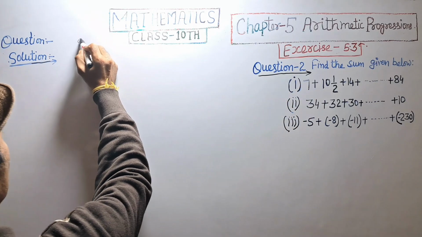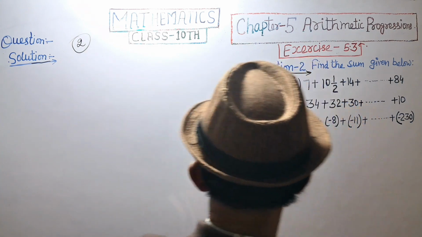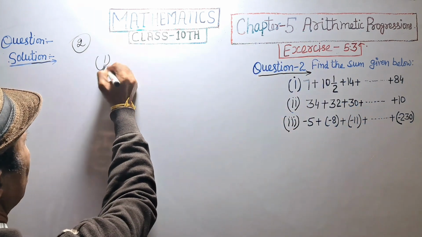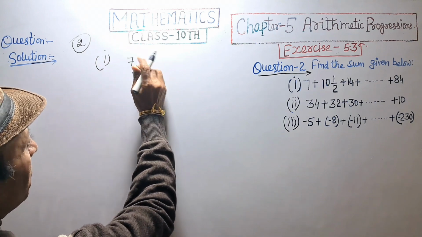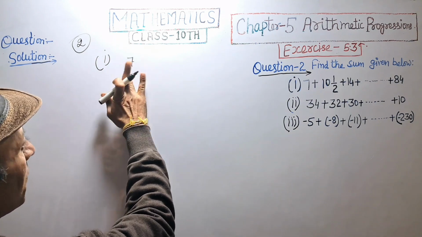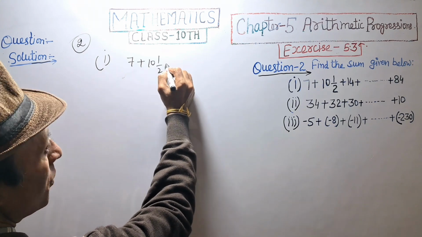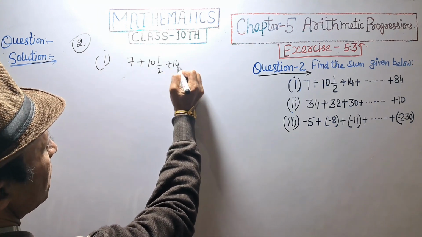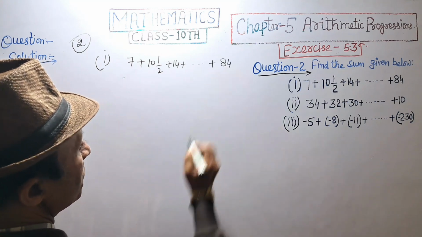Question number 2. Find the sum given below. First part, given: 7 plus 10 whole 1 upon 2 plus 14 plus so on plus 84.